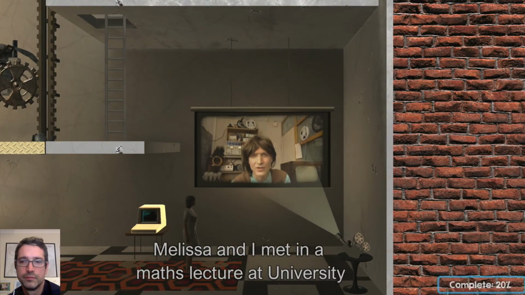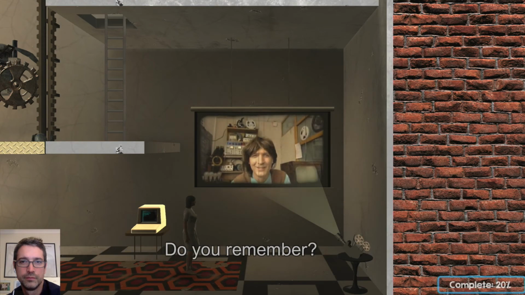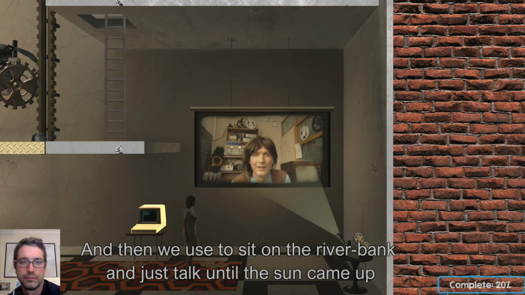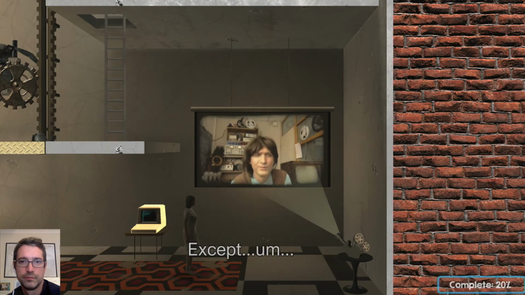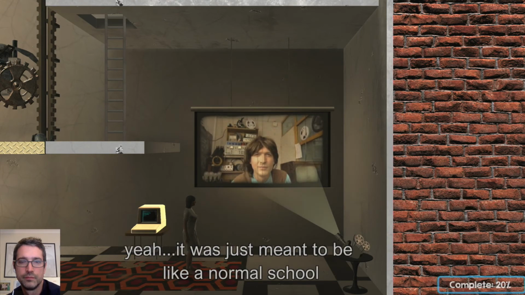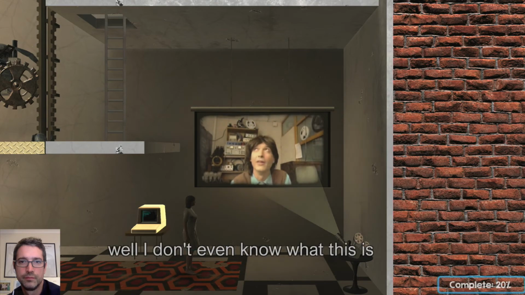Melissa and I met in a maths lecture at university. We used to pass each other messages written in only algebraic symbols. Do you remember? And then we used to sit on the riverbank and just talk until the sun came up. It's then that we had the idea for the school, wasn't it? Yeah, it was just meant to be like a normal school, not... I don't even know what this is.